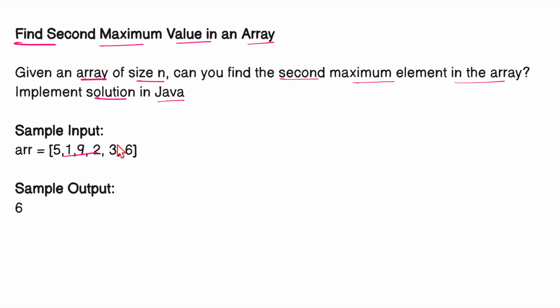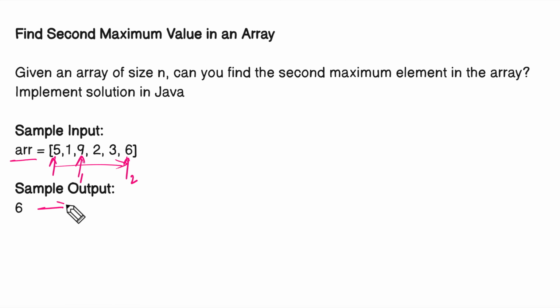So let's understand deeper what exactly the problem is. There will be an input of size n of integer type, so there will be an array. We need to figure out what the maximum value is. In this case, the second maximum value is 6. The first maximum is 9. This is the first and this is the second maximum. So the output should be 6.